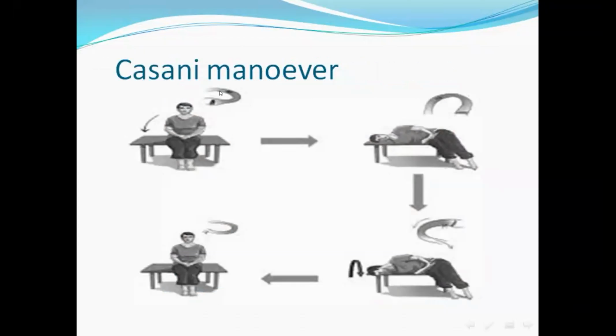The Cassani maneuver for cupulolithiasis: if the patient has involvement of the right side, you let him lie on the same side, on the right side, and keep him for 1 minute in this side-lying position. After 1 or 2 minutes, you turn his face down so the nose goes towards the ground. You keep him in that position for 2 minutes, and then he sits up.